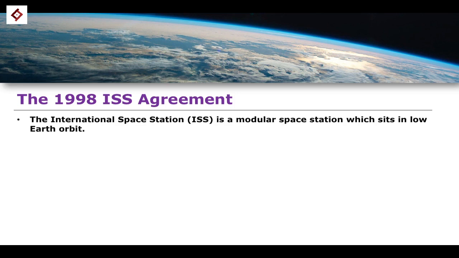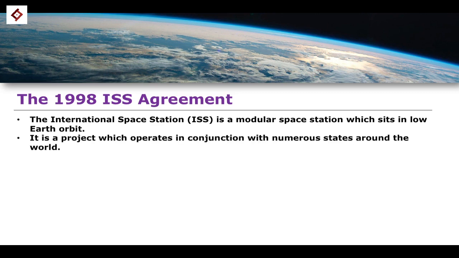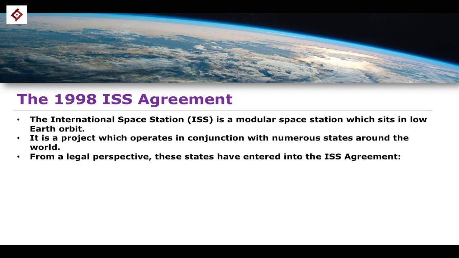The International Space Station is a modular space station which sits in low Earth orbit. For those who don't know, I believe most people probably have some idea of what the ISS actually is. You can actually see the ISS if you track it online, and you can see when it flies overhead, which is quite interesting. And essentially what the ISS is, it was a project that was operated in conjunction with numerous states around the world. So it was a global initiative that was established in the late 1990s.